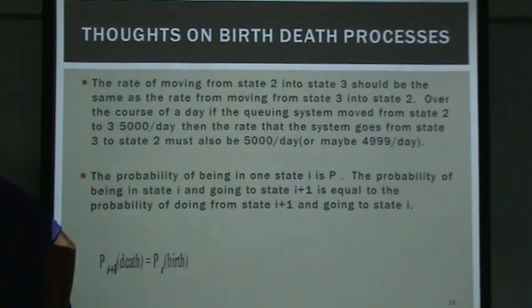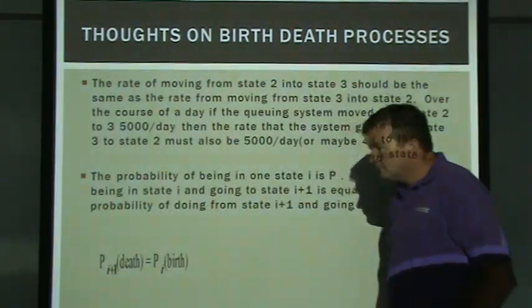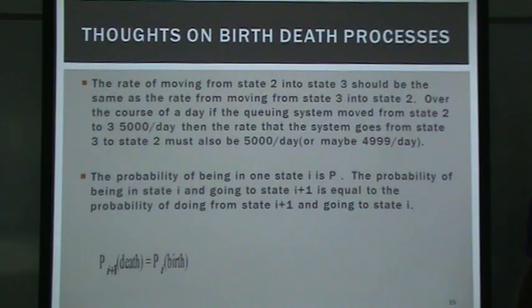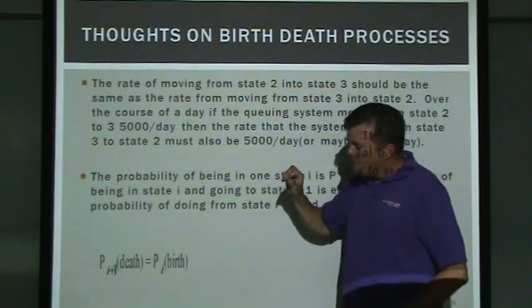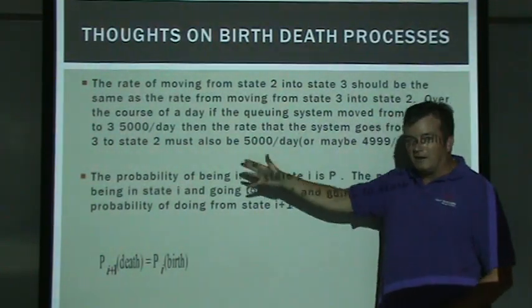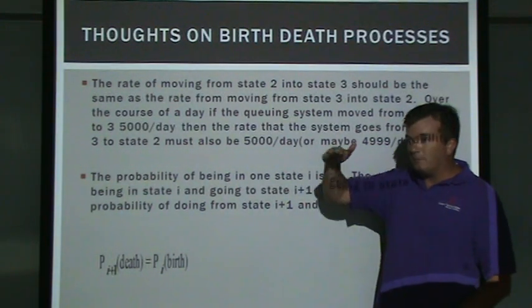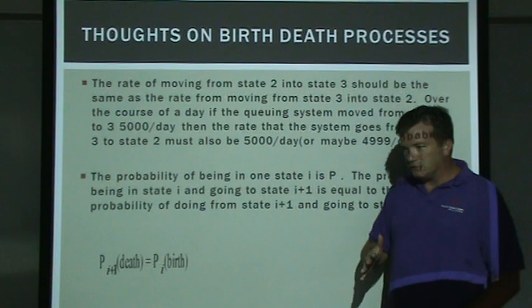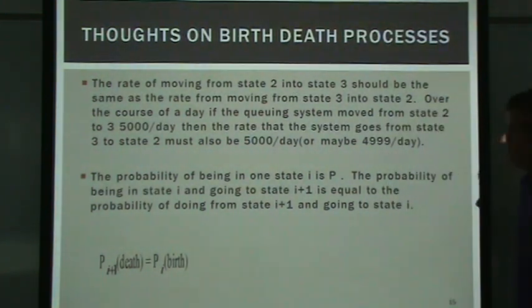So, some thoughts on, we're going to call this topic birth-death processes. So basically, if there's a society that has people being born, every time someone's born, the population goes up by 1. Every time somebody dies, the population goes down by 1, and the state just keeps changing. The state is that number. So here's some thoughts on birth-death processes.